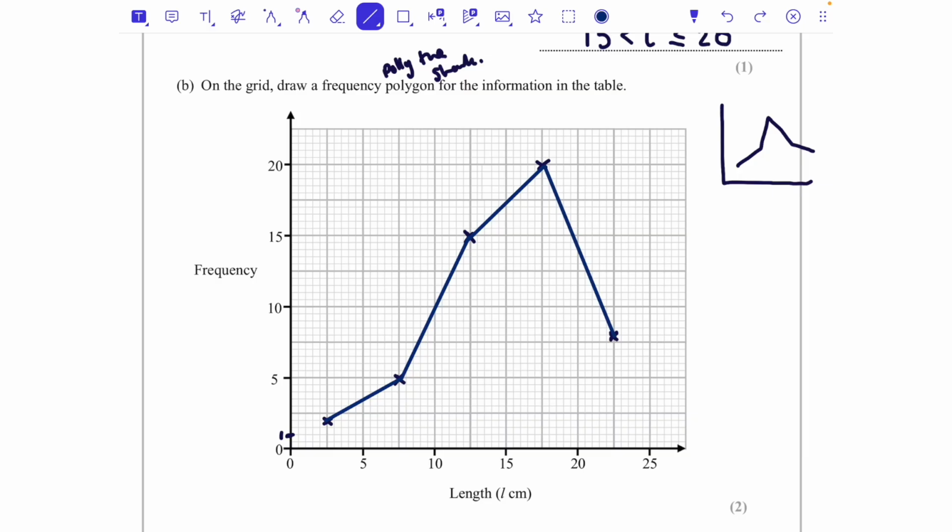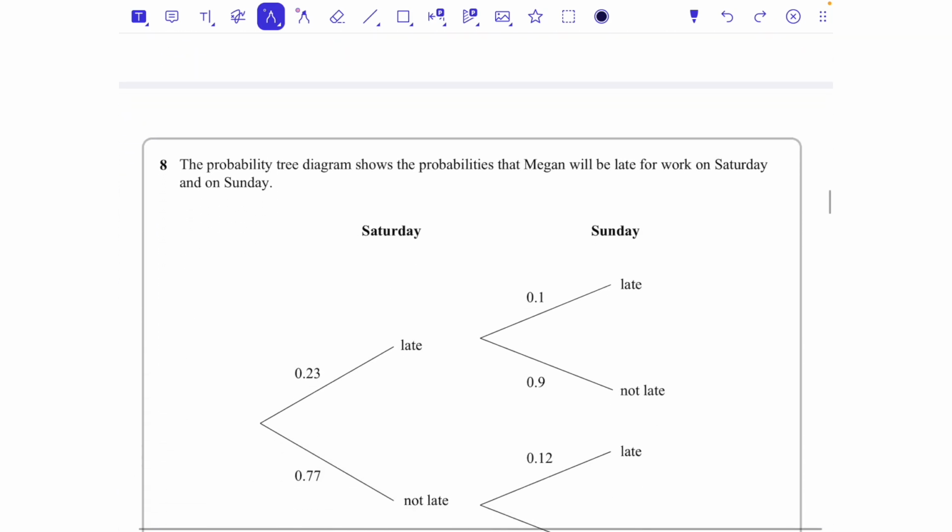She doesn't want to be anchored to the shore. There we go. I know it's really silly, but hopefully it helps you remember what the graph looks like for a frequency polygon. Polly the shark lives in the middle of the ocean, so we go in the middle of the category. Okay, lovely. Question number 8.